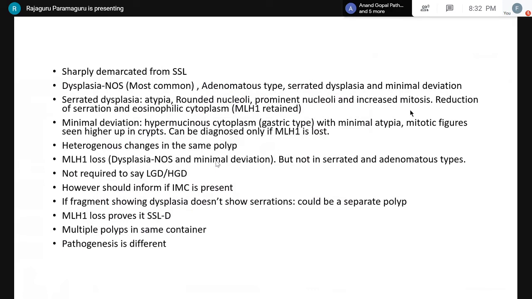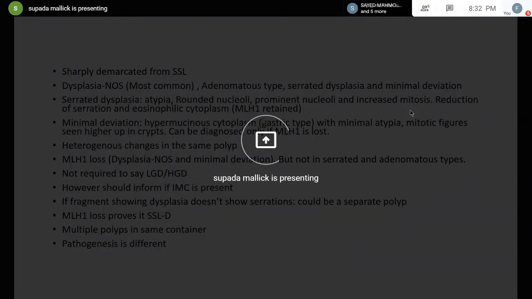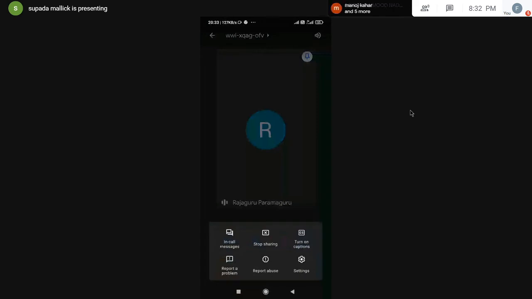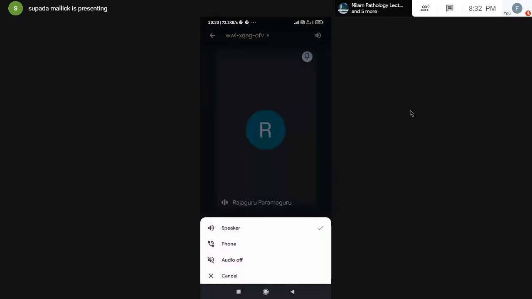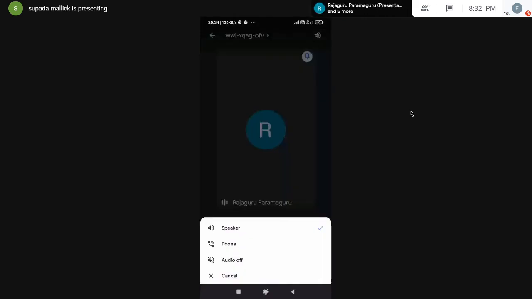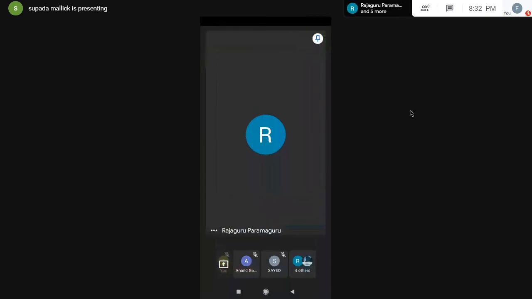Serrated dysplasia is going to show atypia of the nucleus with rounded nuclei. Sorry for the spelling mistake. Prominent nuclei and increased mitosis. There will be reduction of the serrations, and the cytoplasm will appear more eosinophilic. And the MLH1 here is retained, the microsatellite gene. It will be retained here. In a minimal deviation dysplasia, the cytoplasm appears more mucinous, and it will be similar to that of the gastric foveolar type of dysplasia. Hello?